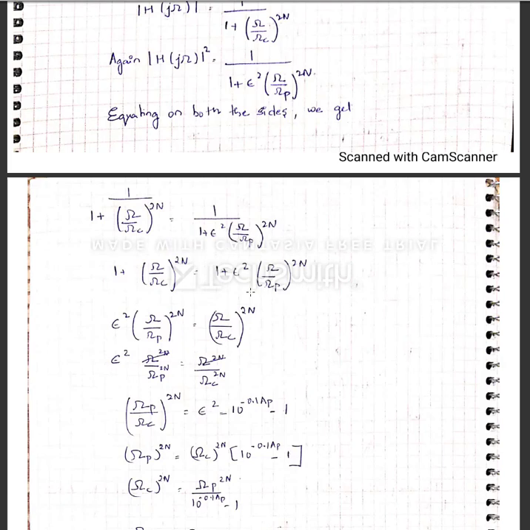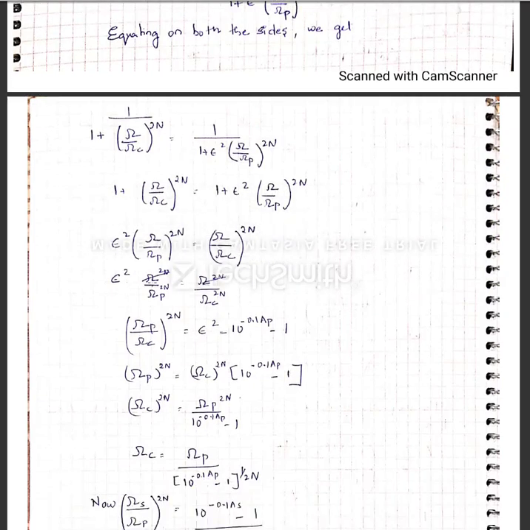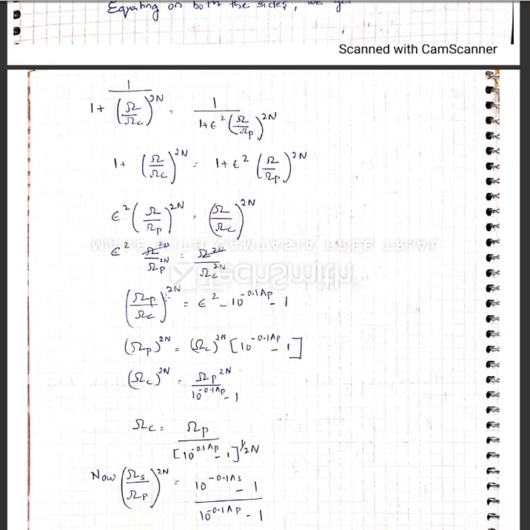Now what are we doing on this? The 1 is gone. Epsilon square times (omega by omega p) to the power 2n is equal to (omega by omega c) to the power 2n. Now again, these two omega to the power 2n terms can be cancelled out. So what are we left with? Epsilon square is equal to (omega p by omega c) to the power 2n, which equals epsilon square. And what is epsilon? Root of 10 to the power minus 0.1 Ap. So it is squared, so you can write it as this.